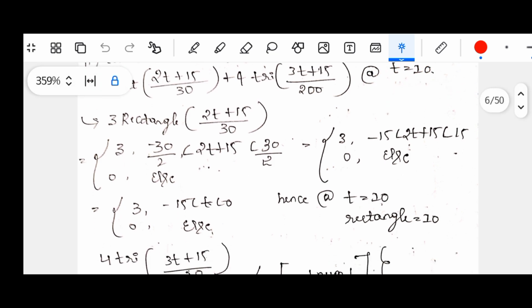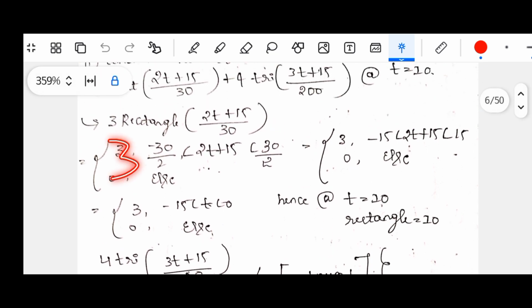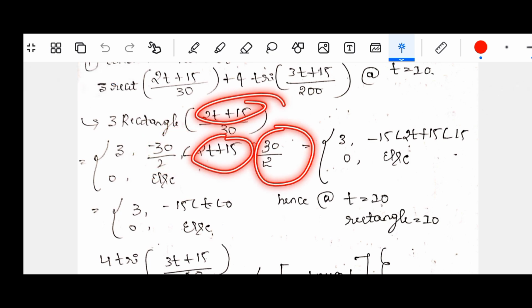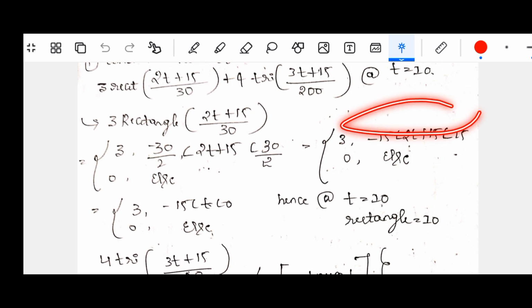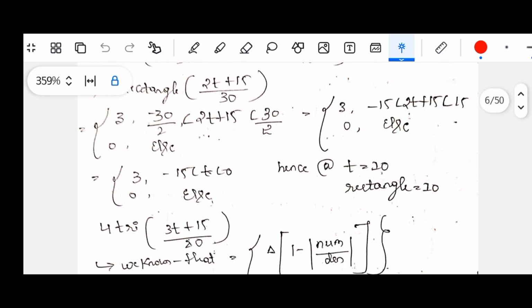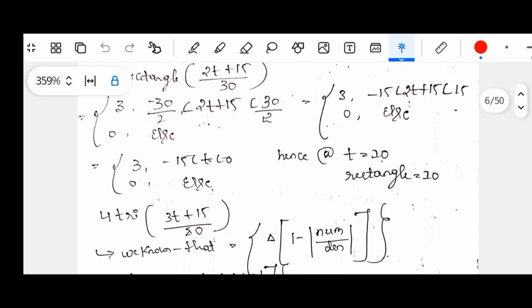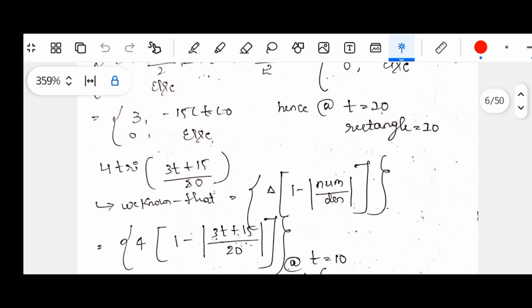First we solve the 3 rectangular of 2t plus 15 by 30. So first, 3, minus the denominator by 2 less than numerator less than denominator by 2, that is minus 30 by 2. Then solve this equation. You will get minus 15 less than 2t plus 15 less than 15. At 0 it will be else. Now we solve this equation. You will get 3 for minus 15 less than t less than 0. At 0 it will be else. They have asked at t equal to 10.